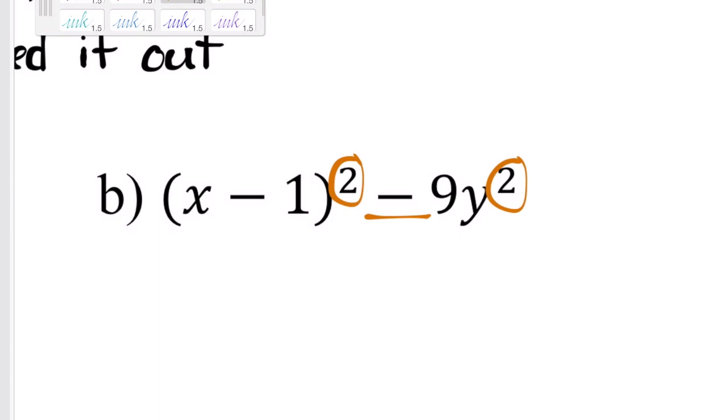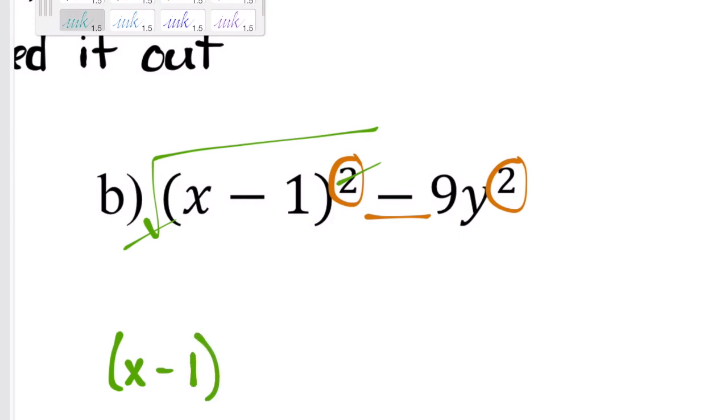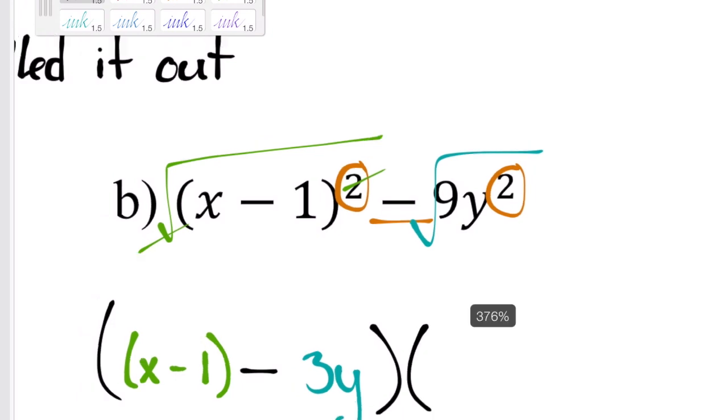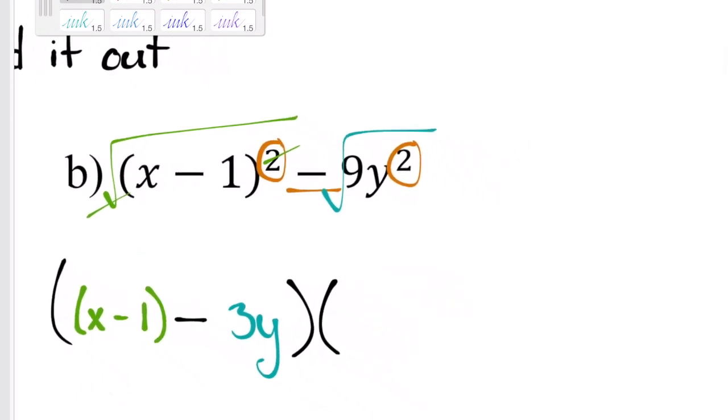So then I'm going to try my difference of squares. Taking the square root, that means that would just cancel out. So my first term would just have the x minus 1. And then taking the square root here would be 3 and y. And this isn't the prettiest thing in the world, but honestly, it doesn't have to be gorgeous. It just has to be done.